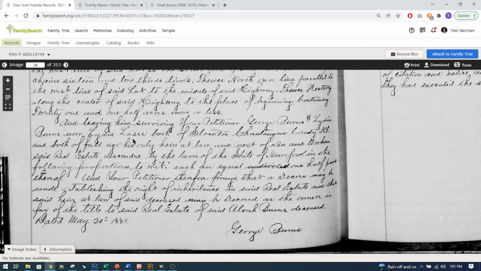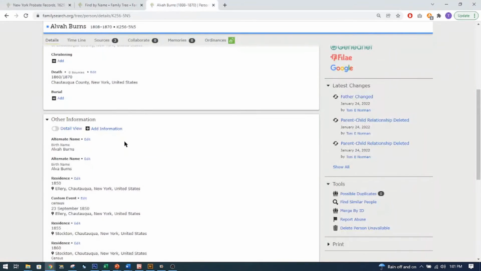Lydia Laser, both of... she is probably married to Laser, both of Stockton, Chautauqua, New York, both full of age, his own heirs, next of kin and something. Anyway, so let's look here. We have a George and a Lydia.